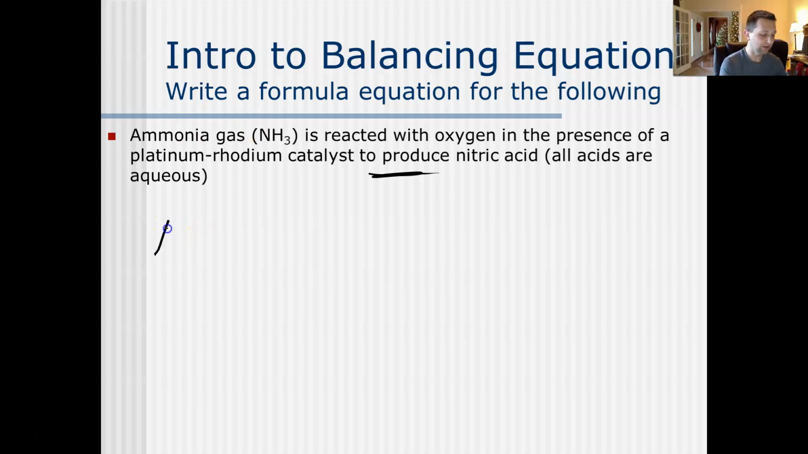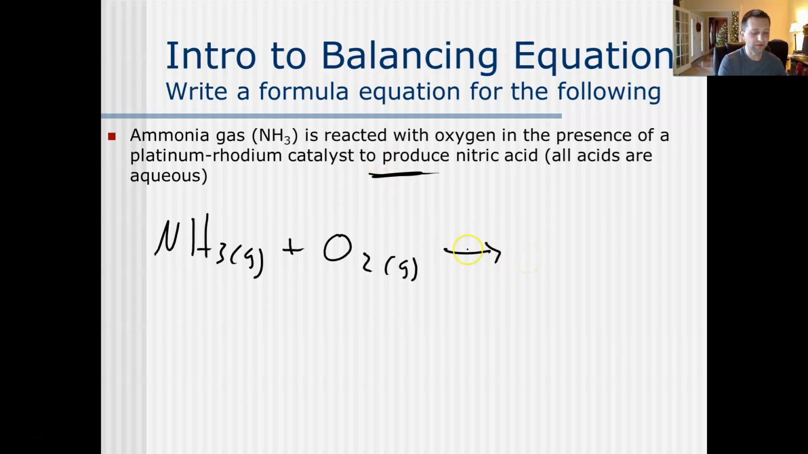Ammonia gas, NH3, is reacted with oxygen. Is reacted with is just plus oxygen, O2. We could assume it's a gas. In the presence of a catalyst to produce, so there's my yield sign. Platinum rhodium is just, platinum is Pt, and there's a dash here, so you just do Pt dash rhodium, Rh. That's not one of the elements you have to memorize, so you can look it up.